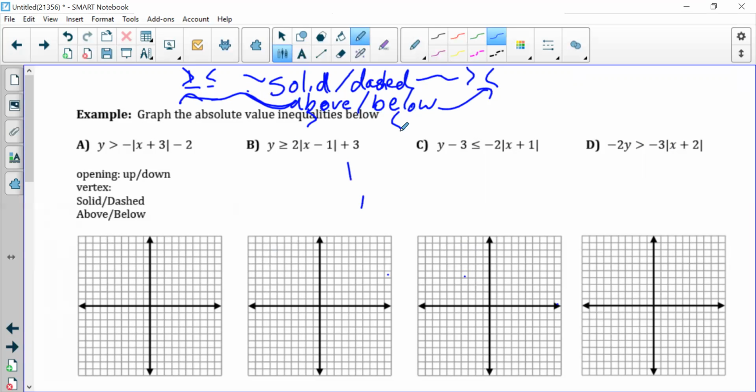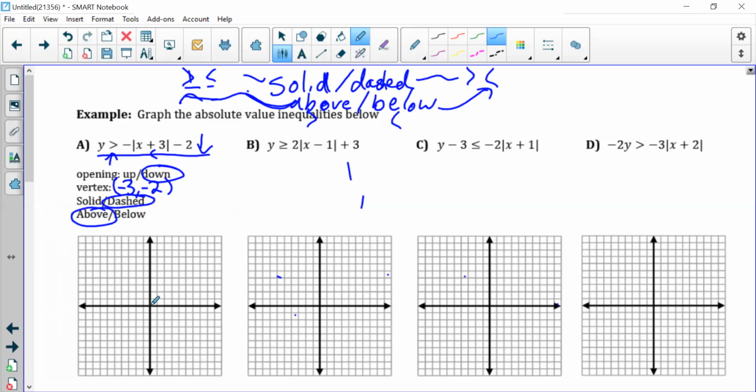Okay, so let's analyze these. Looking at the first one, does it open up or down? Well, it's negative, so it opens down. My vertex, I shifted left 3, down 2. So my vertex is at -3, -2. I only have a greater than, so my line is going to be dashed, and because it's greater than, I'm shading above.